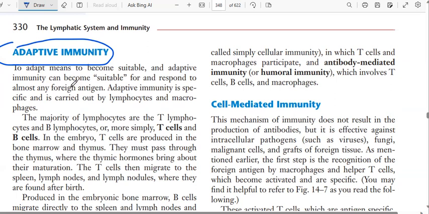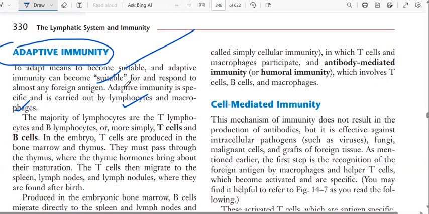This is the name adaptive immunity. Adapt means to become suitable. Adaptive immunity can become suitable for and respond to almost any foreign antigen. Adaptive immunity is specific and is carried out by lymphocytes and macrophages. Suitable means, whatever the antigen is, to kill that antigen you need an antibody. The antigen is a pathogen, maybe bacteria, maybe virus, anything. So you need the same type of immunity to fight against that microorganism. That is the reason we named it adaptive immunity.